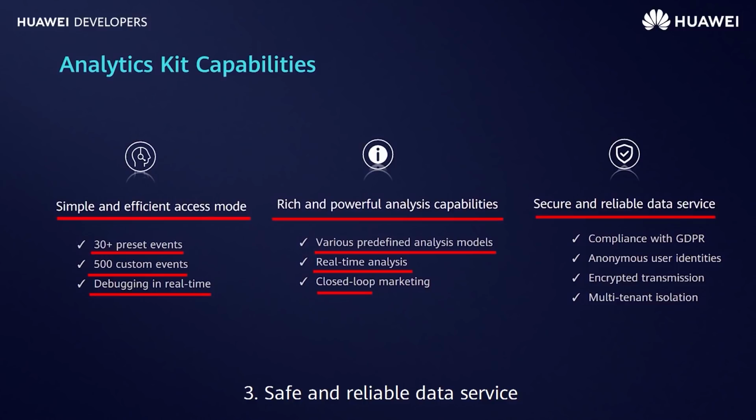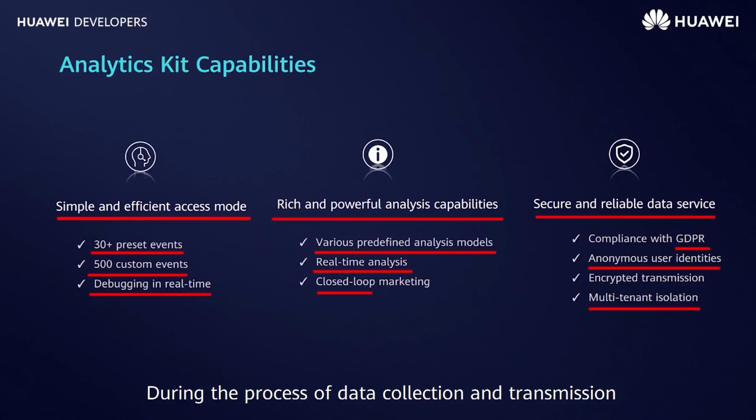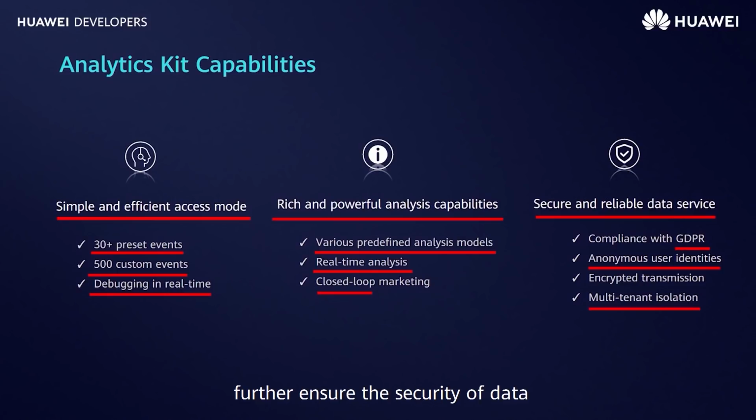3. Safe and reliable data service. The security of our data has passed the EU's GDPR General Data Protection Regulation. The anonymous user and personal data between different apps, both of these double measures protect the user's data privacy. During the process of data collection and transmission, the data is encrypted, further ensuring the security of data. I'm going to move on to the benefits of the first 2 advantages.